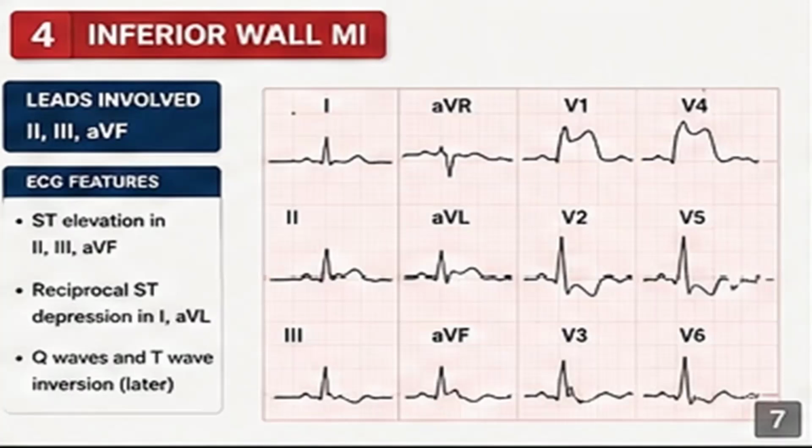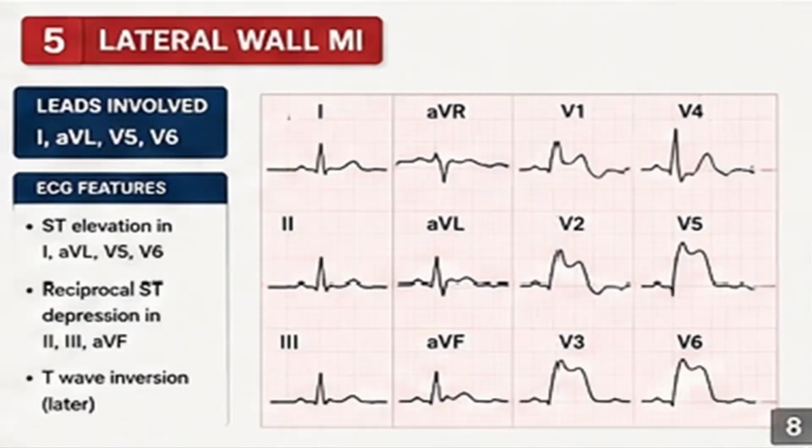Now, inferior wall MI affects the lower part of the heart. Look for ST elevation in leads 2, 3, and aVF. Reciprocal ST depression is commonly seen in leads 1 and aVL. The right coronary artery is the usual culprit, although the left circumflex artery can also be involved.